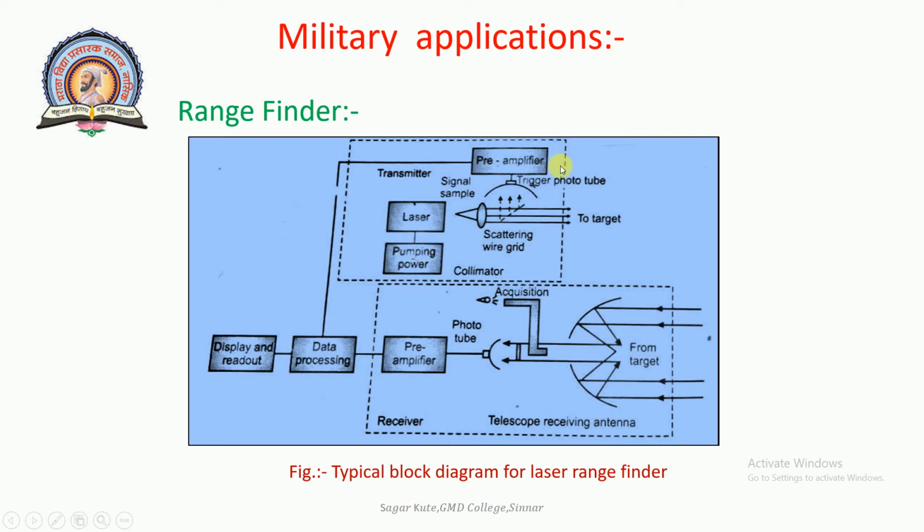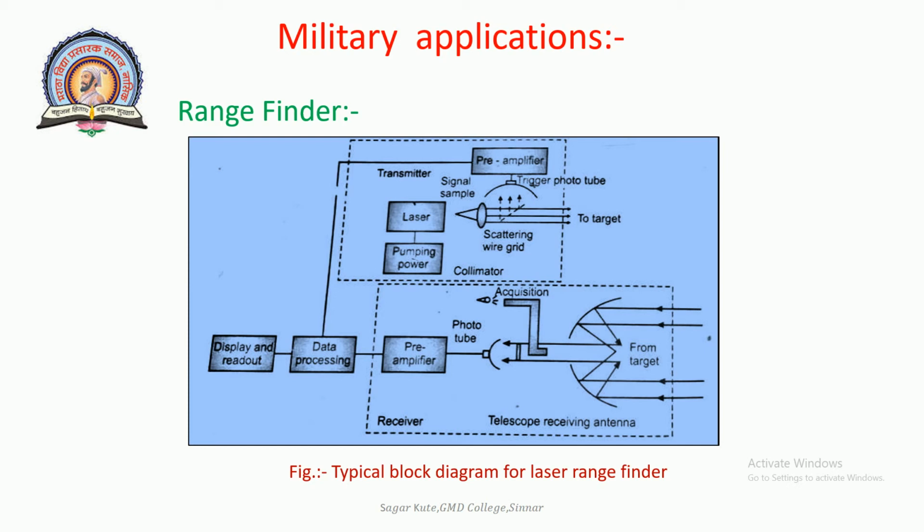The transmitter uses a Q-switched Nd:YAG laser, which sends out a collimated, short pulse of laser radiation to the target. A scattering wire grid directs a small sample of light from the transmitter pulse onto a photodetector, which after amplification is fed to the counter. This sample of light starts the counter. This is the transmitter.